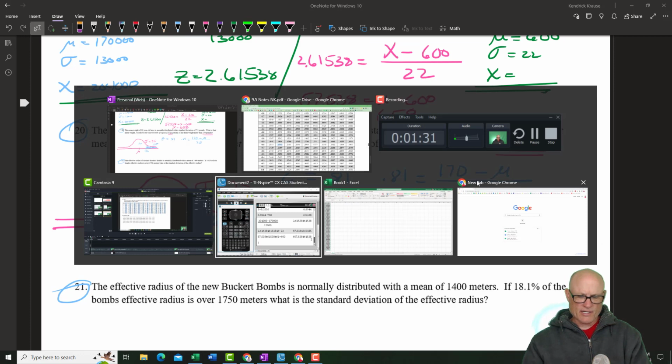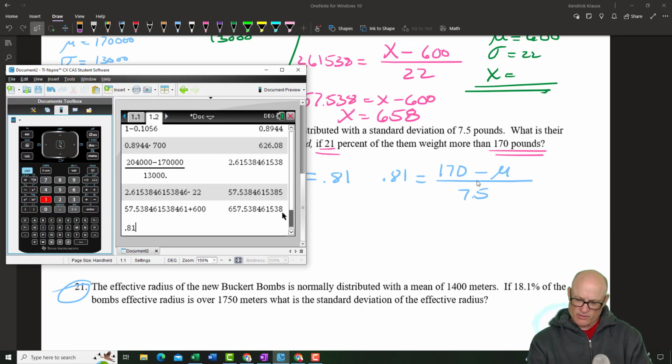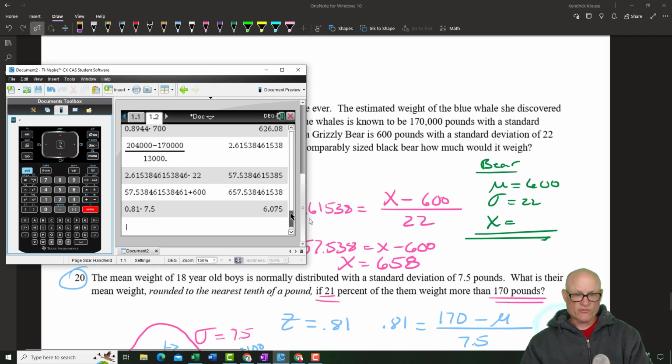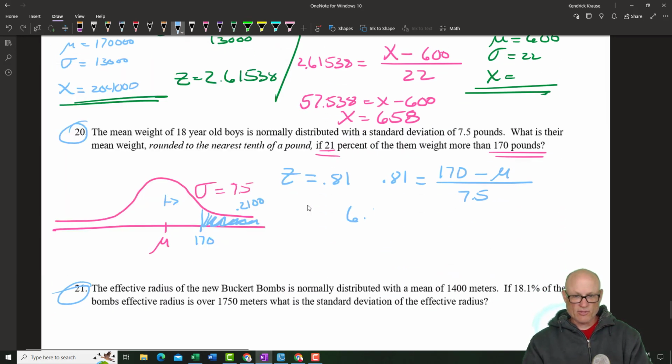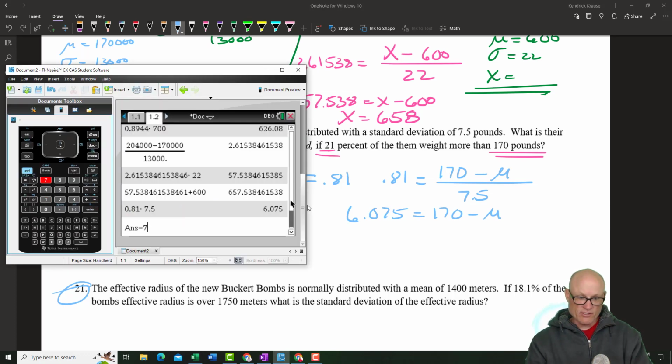So come back over to my calculator, 0.81 times 7.5, and I get 6.075. So 6.075 equals 170 minus mu. I'm going to subtract 170.